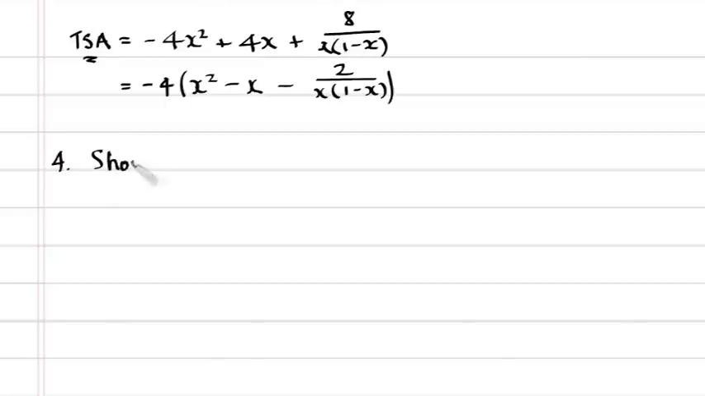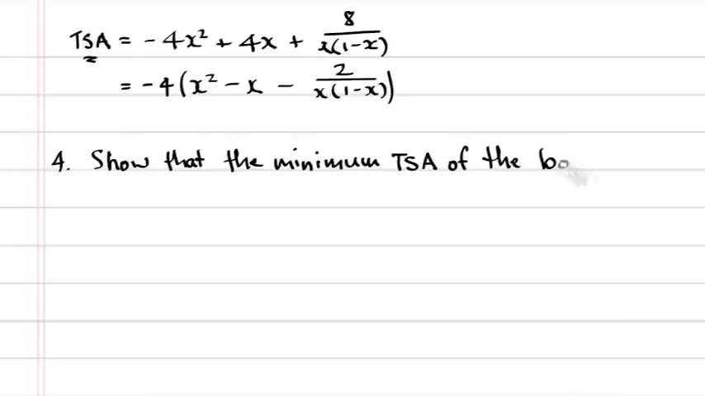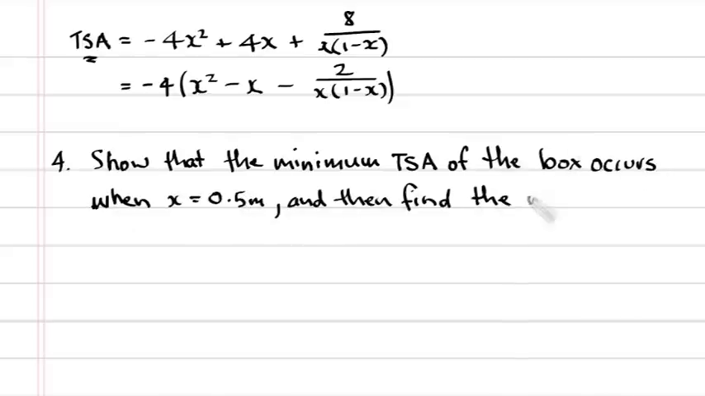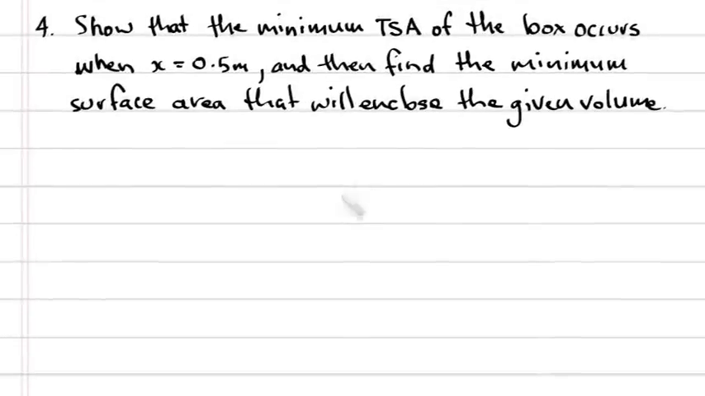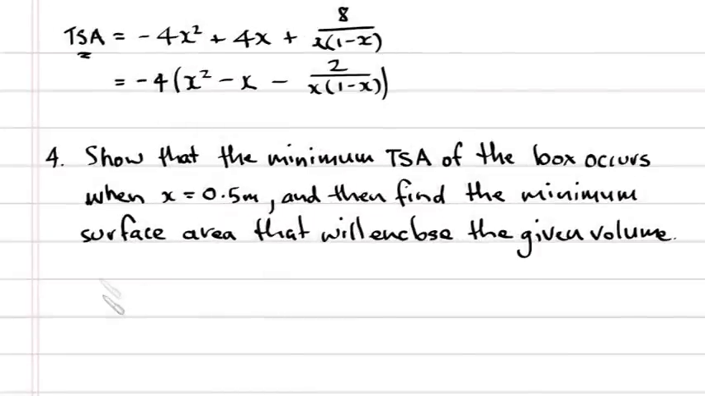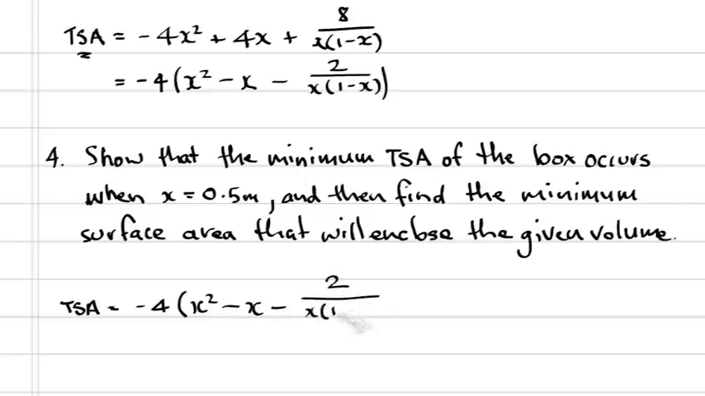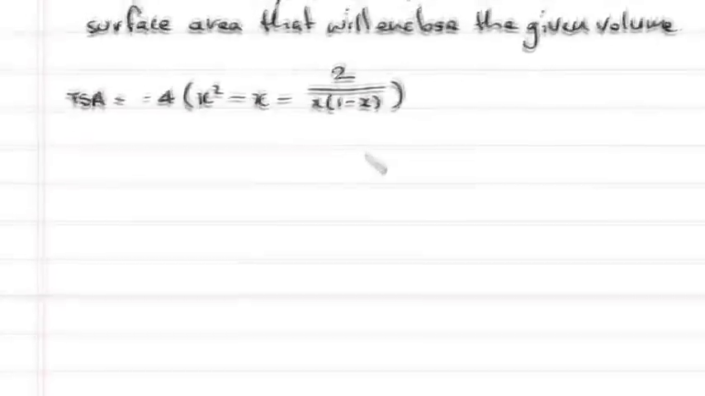Part 4 of the question asks us to show that the minimum total surface area of the box occurs when x is equal to 0.5 metres, and then we are to find the minimum surface area that will enclose that given volume. So let's write down the expression for our total surface area again. It's equal to -4 outside of x squared minus x minus 2 over x outside of 1 take x.